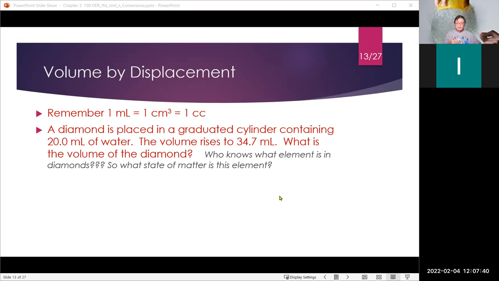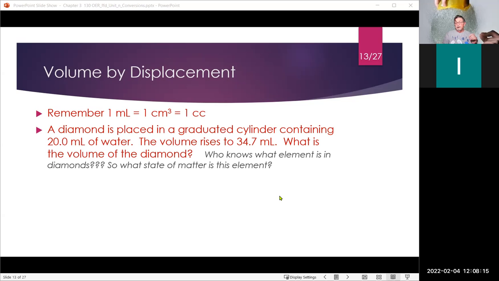So in this example here, a diamond was placed in a graduated cylinder. A graduated cylinder is nothing more than a cylinder with marks that gives us volume measurement, so we can measure the volume. In the beginning, the graduated cylinder contains 20 milliliters of water. The diamond is placed into the cylinder, and the volume, obviously, like us jumping in a jacuzzi, goes up because it displaced an X amount of volume. And the new volume reading now is 34.7.